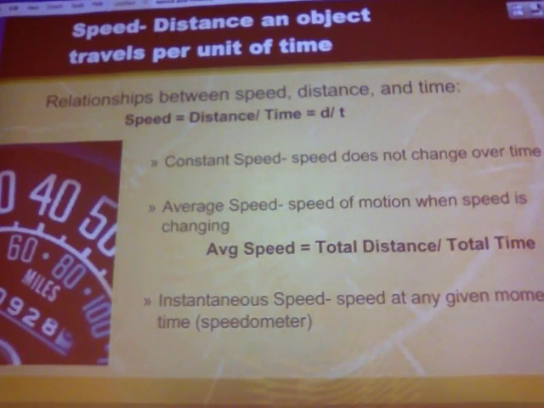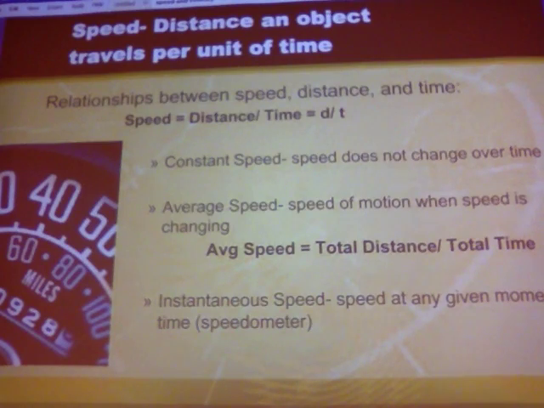Speed. Speed is the distance an object travels per unit of time. So the relationship between speed, distance, and time is the formula for calculating speed, which is distance divided by time. You can have constant speed, which means speed does not change over time. You can have average speed, which is the speed of motion when speed is changing. Basically, you take the total distance traveled divided by the total amount of time that it takes to travel that distance, and that's your average speed.